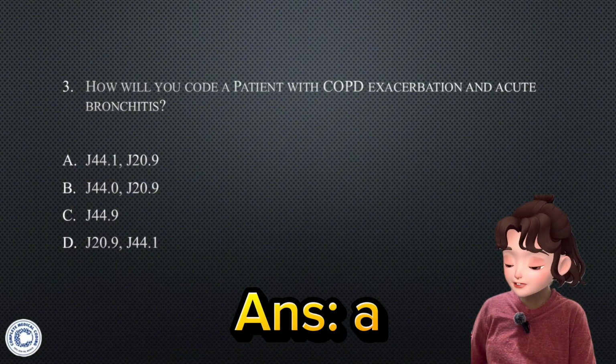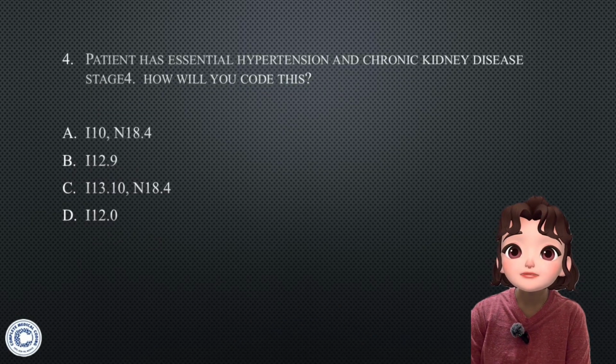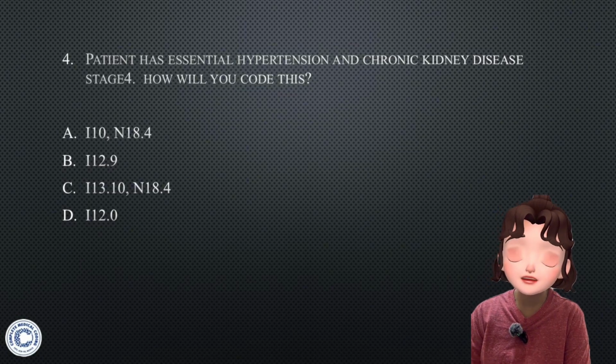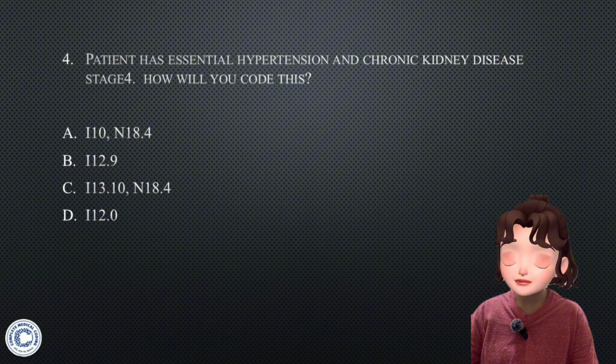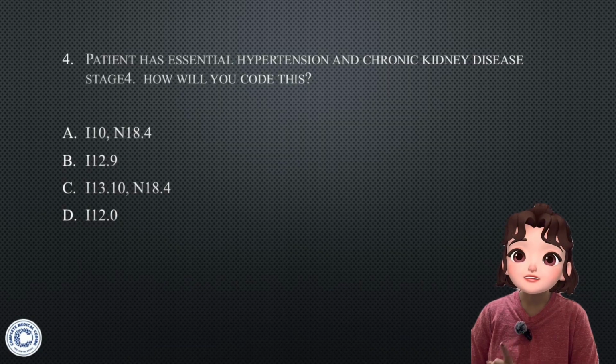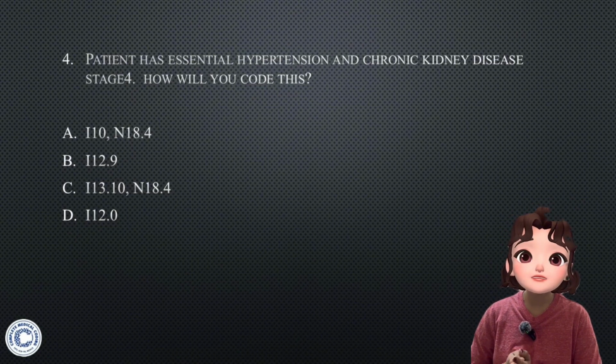Now let's move to the fourth question. Patient has essential hypertension and chronic kidney disease stage 4. How will you code this? Okay, so these are the questions which are based on the sequencing. Here patient is having hypertension as well as chronic kidney disease stage 4. Okay, so first you have to always check if there is any combination code. If there is no combination code, you have to code it separately.